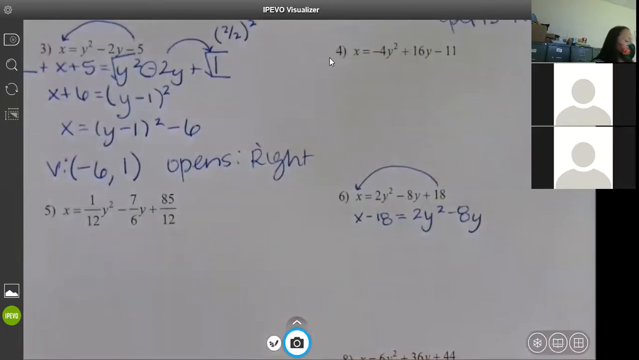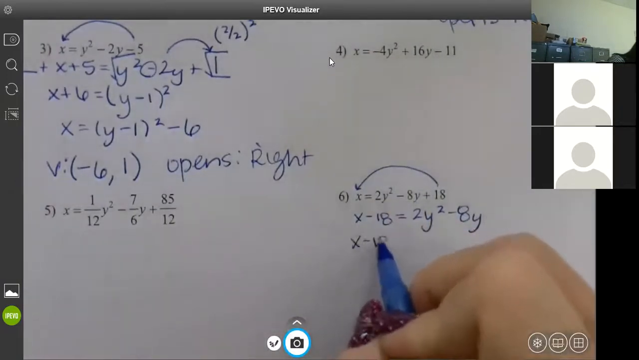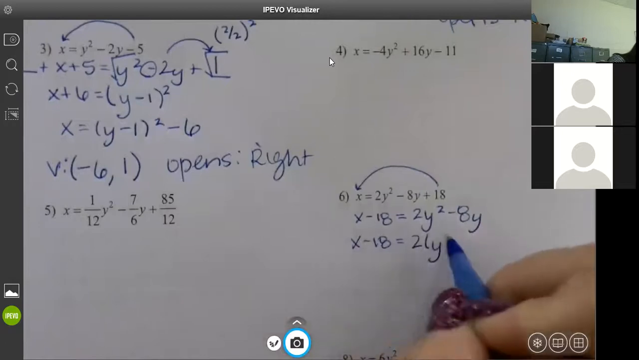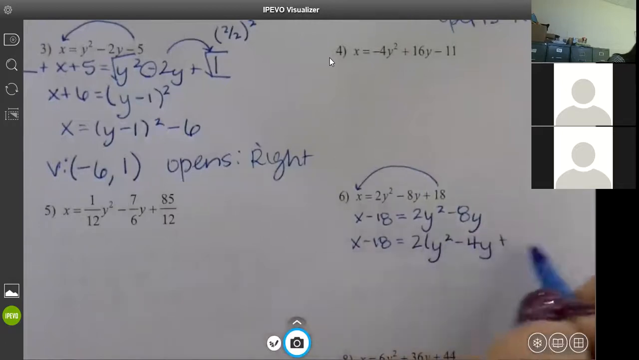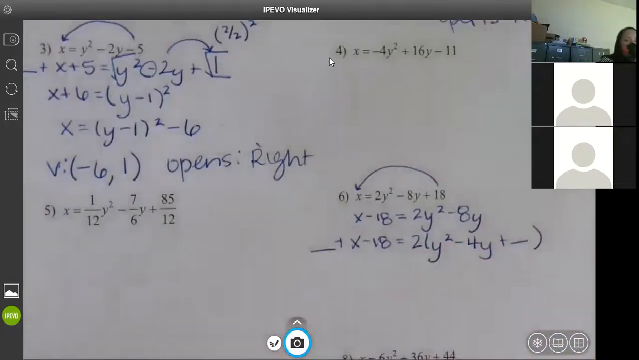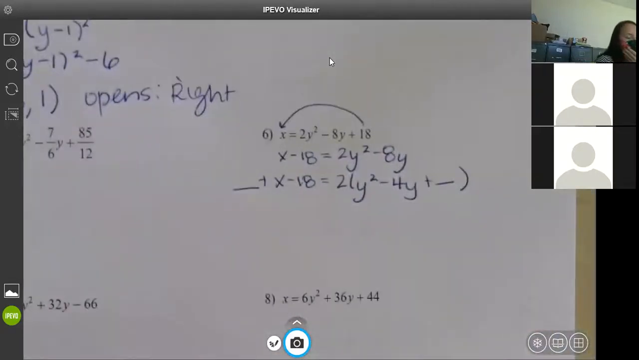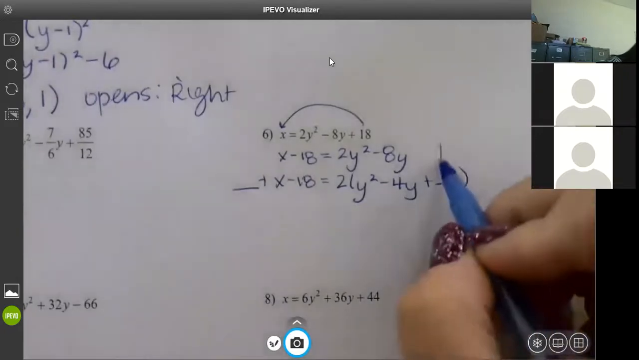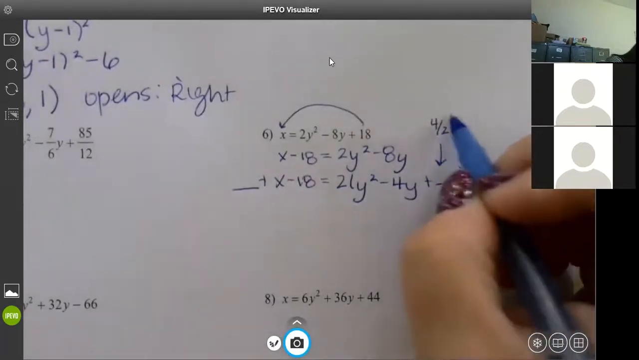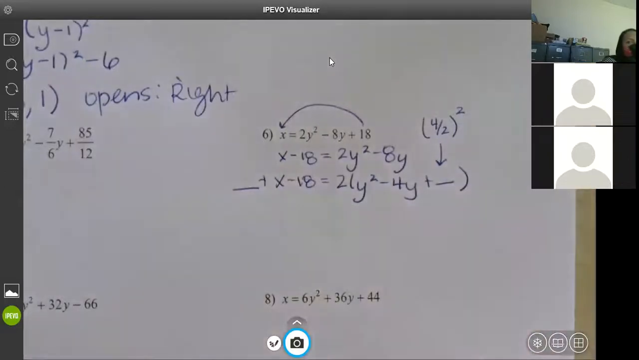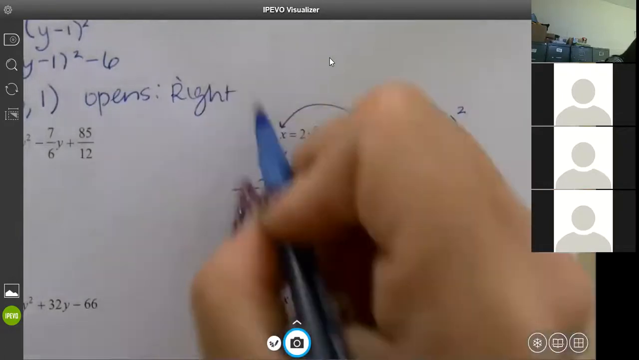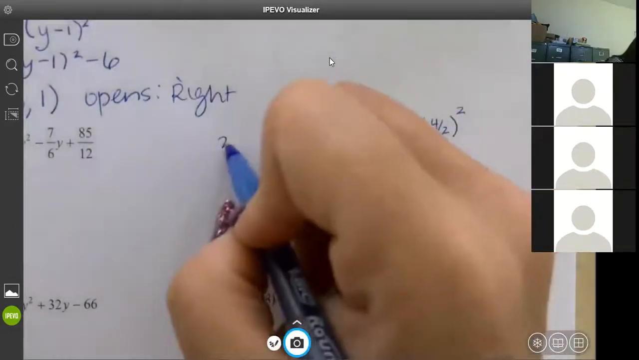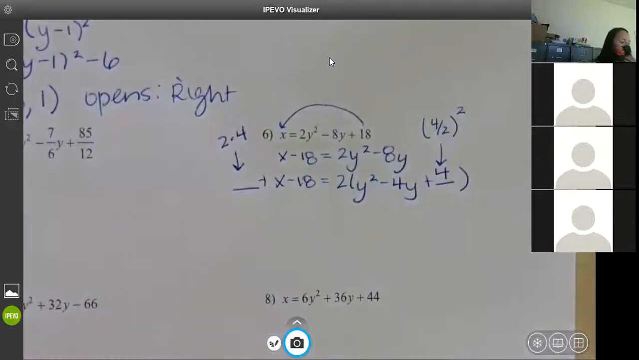And then work with the 2. So I'm going to pull that 2 out. So x minus 18. Pull the 2 out, you get y squared minus 4y, and now put your blank in. In this blank, you're doing 4 divided by 2 squared. What do we get? 4. But remember, in this blank, it's what you took out times what you put in. What you took out was 2 times what you put in was 4, which gives you 8.